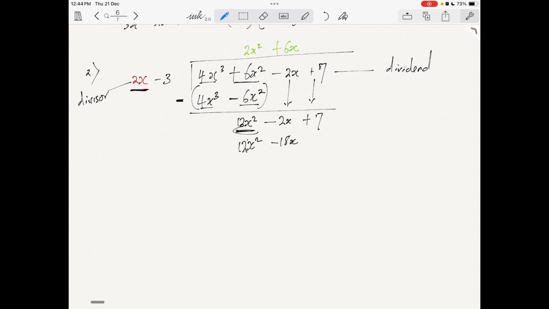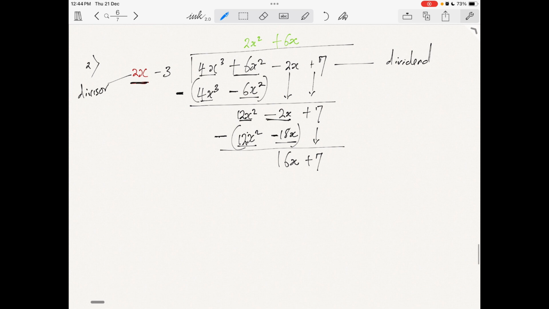Okay, and afterwards we are going to subtract. So we have 12x squared minus 12x squared. That will give us 0. And minus 2x minus minus 18x. Since minus times minus will give us positive, this is minus 2x plus 18x. So we're left with 16x. The 7 can come down and we have this. Then we repeat the cycle again.